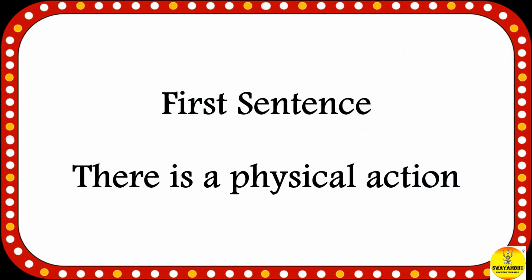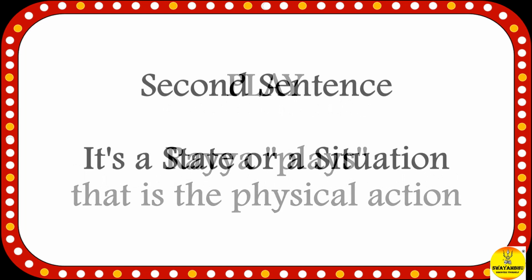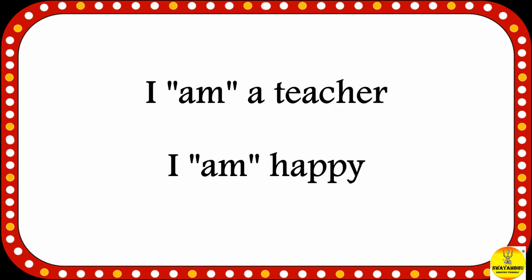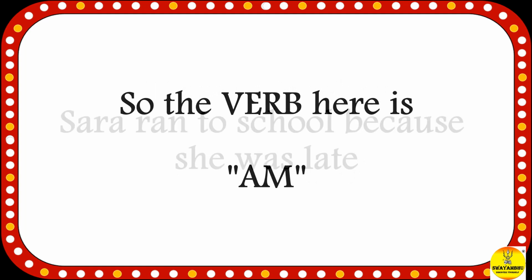In the first sentence, there's a physical action. Play. Raya plays. So that's the physical action. In the second sentence, it's a state or a situation. I am a teacher. I am happy. So the verb here is am.